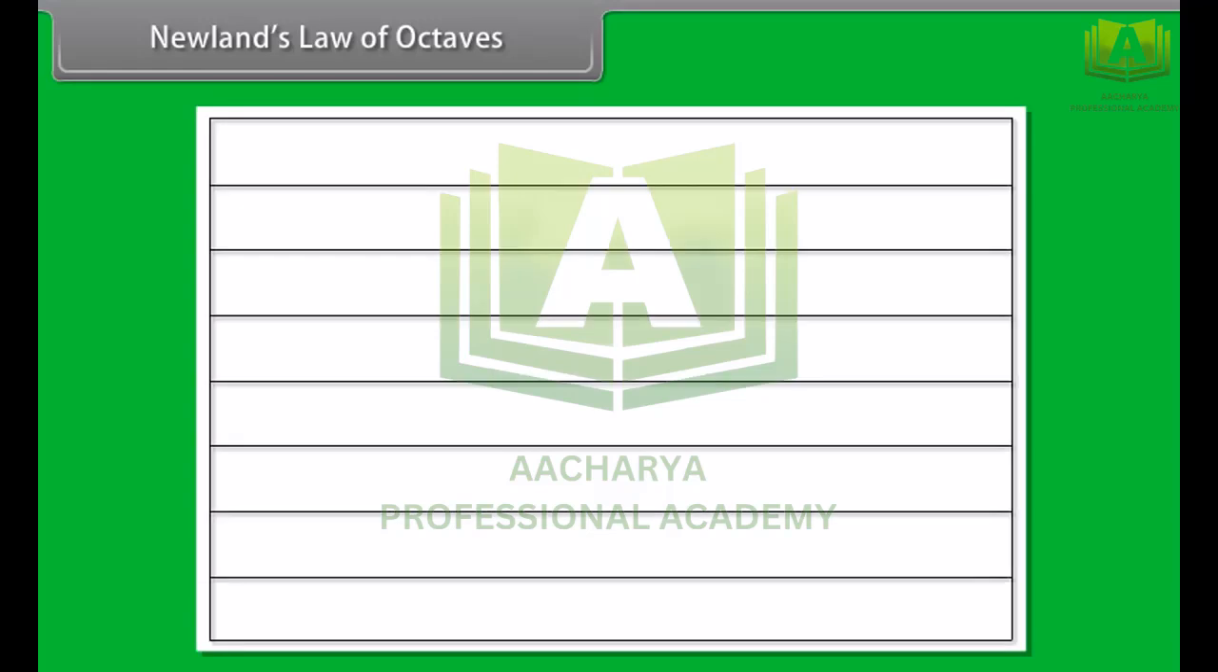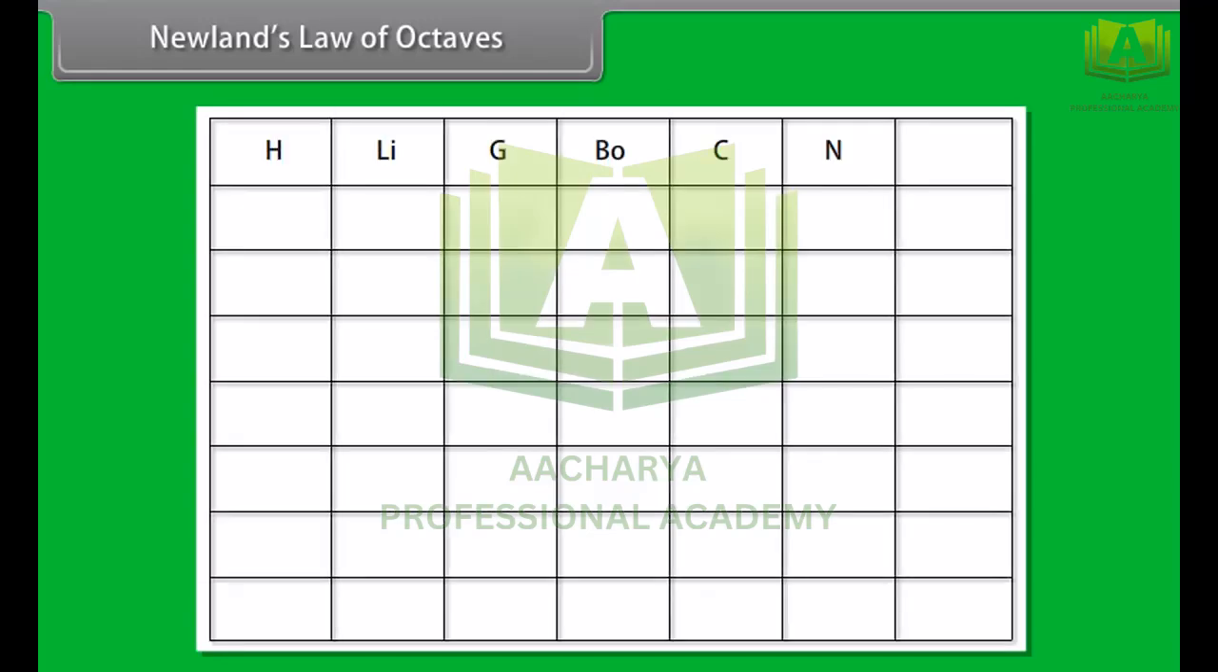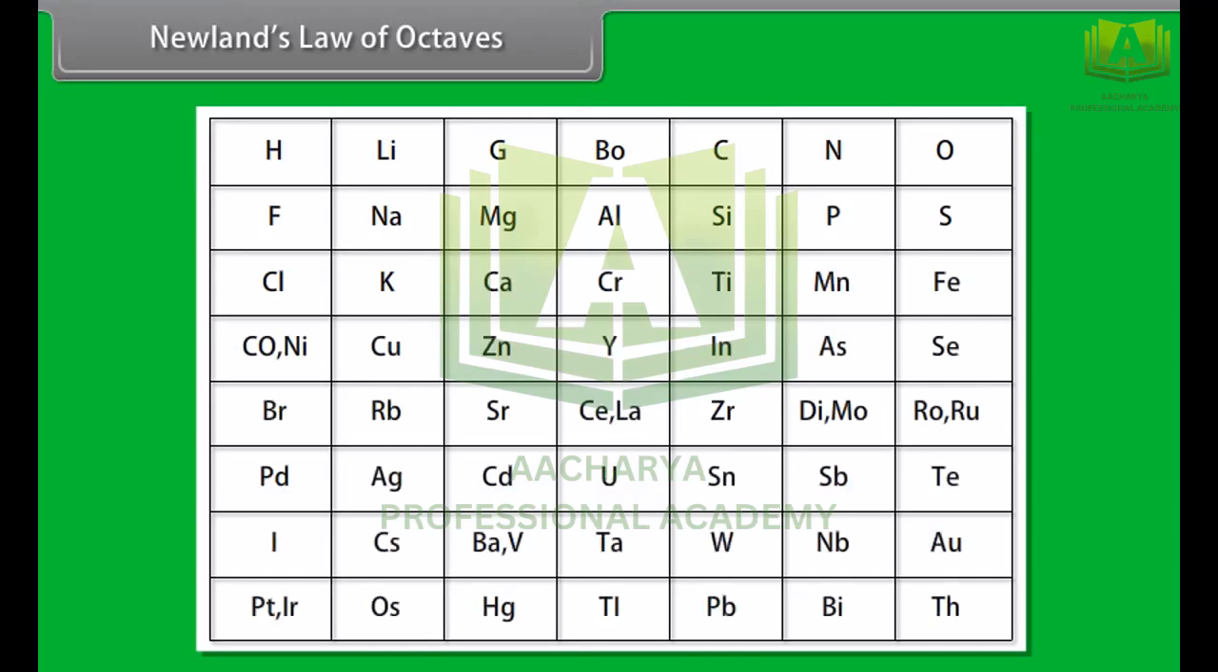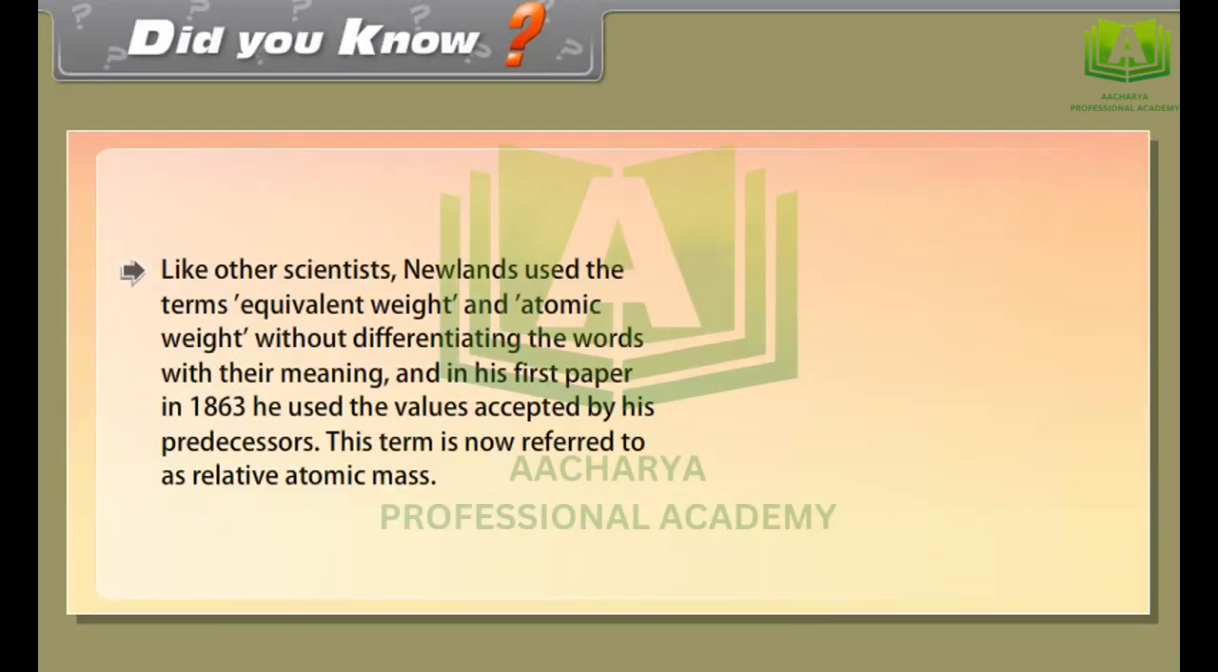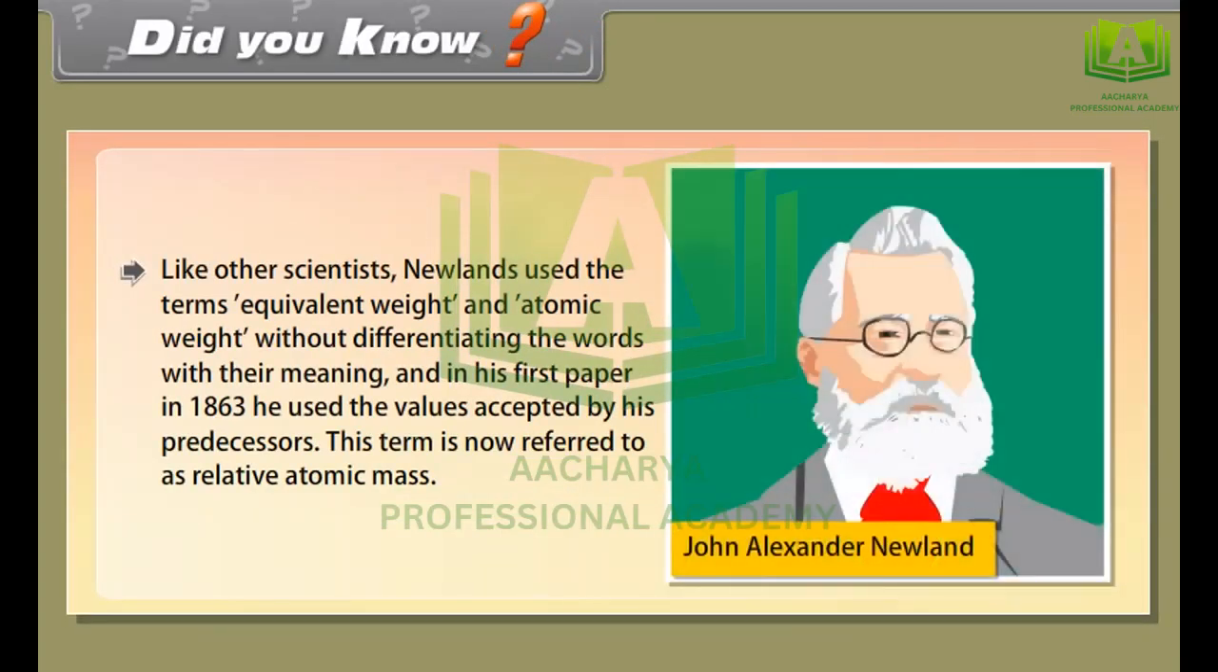However, all elements could be arranged in this order only till calcium, even though there were more than 60 elements available at that time. Did you know? Like other scientists, Newlands used the terms equivalent weight and atomic weight without differentiating the words with their meaning, and in his first paper in 1863, he used the values accepted by his predecessors. This term is now referred to as relative atomic mass.